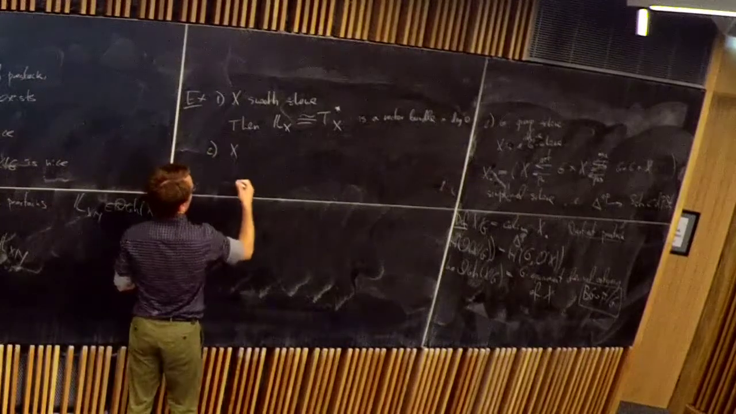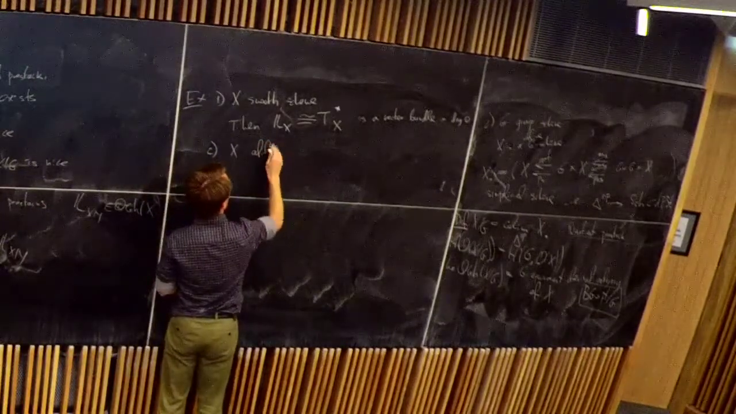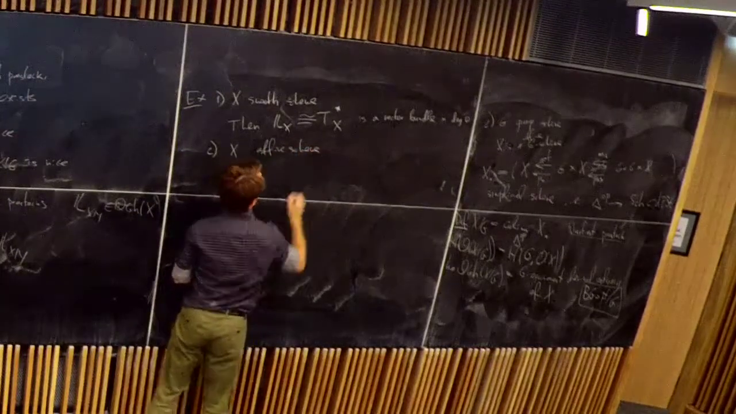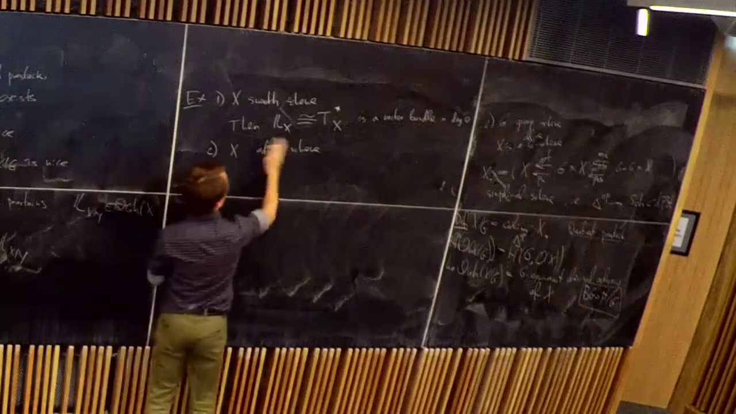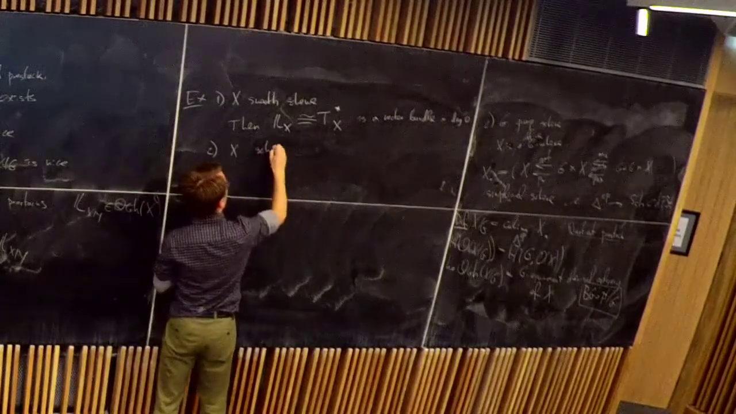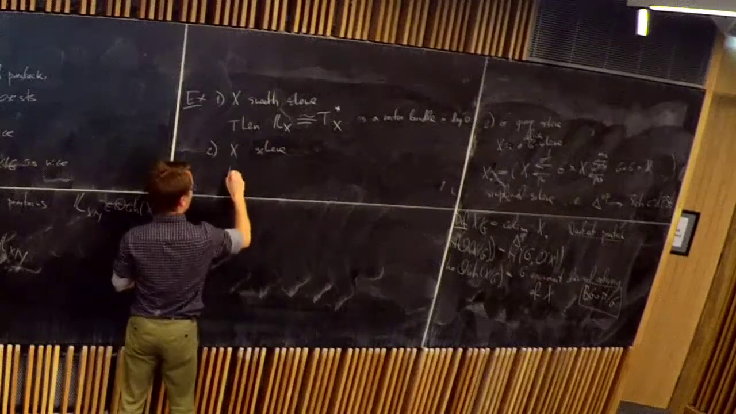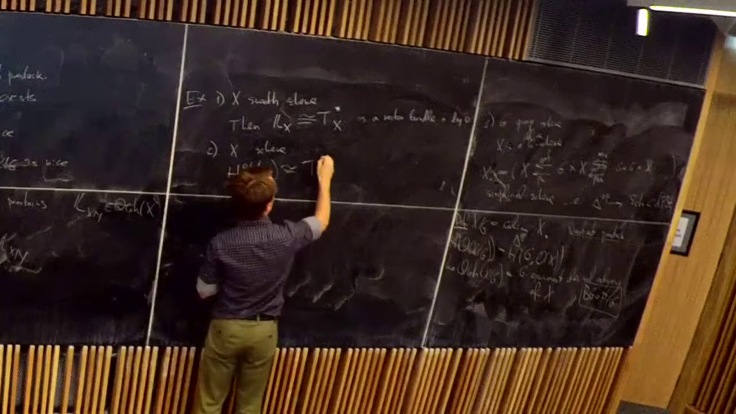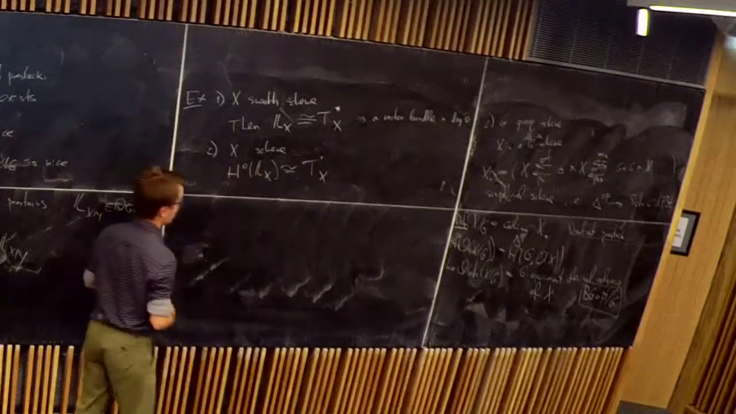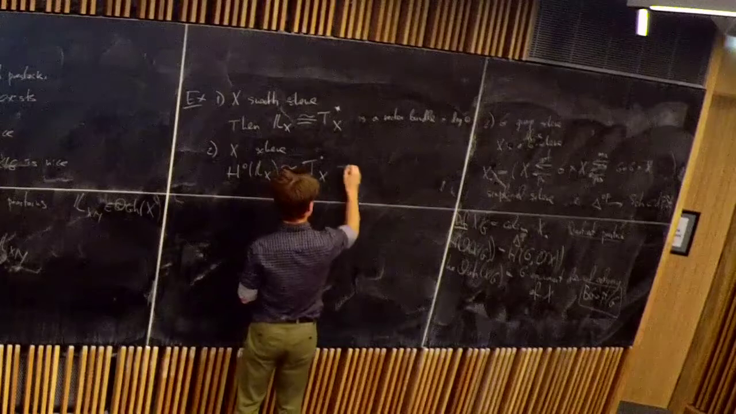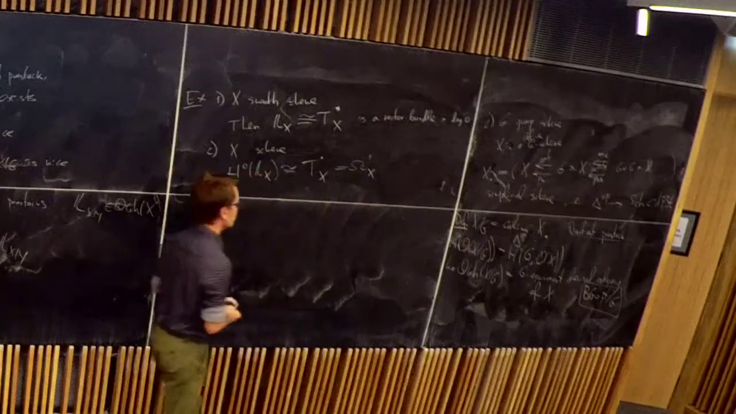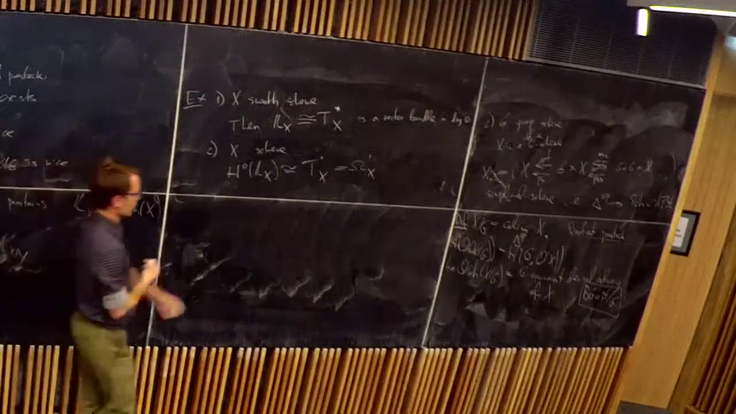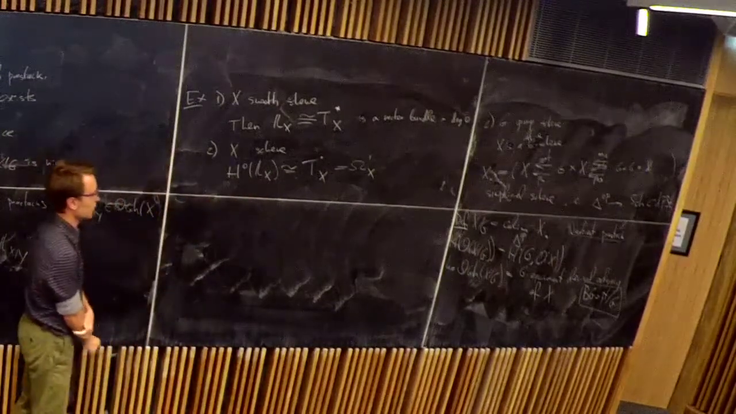If X is an affine scheme, maybe not, let's just say an arbitrary scheme, then in general, H naught of the cotangent complex is the cotangent bundle or cotangent sheaf, by which I mean just Kähler differentials. But in general, it has more cohomologies in non-positive degrees.